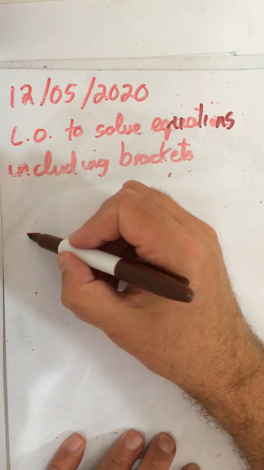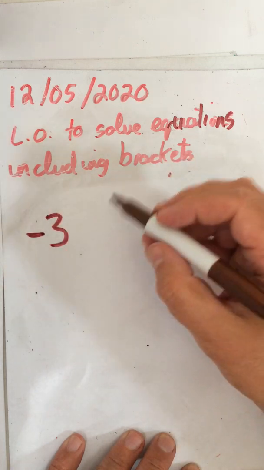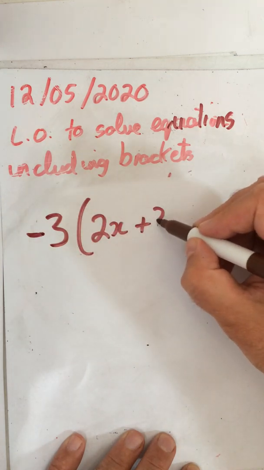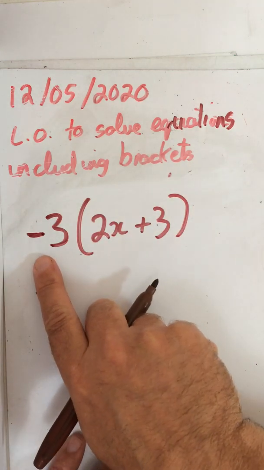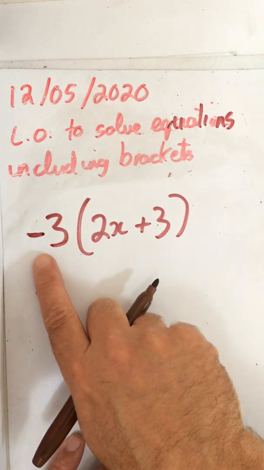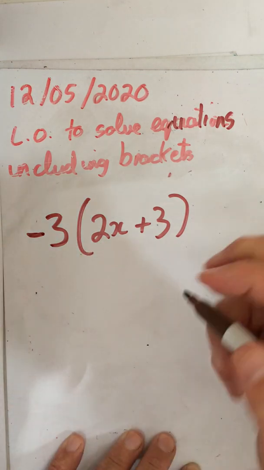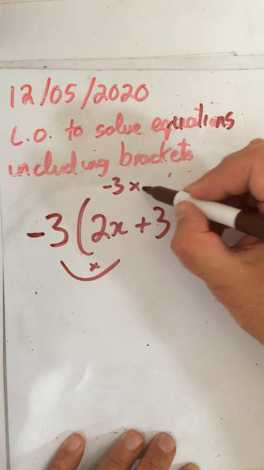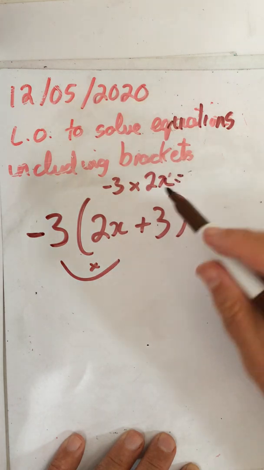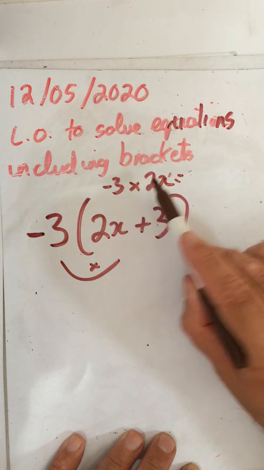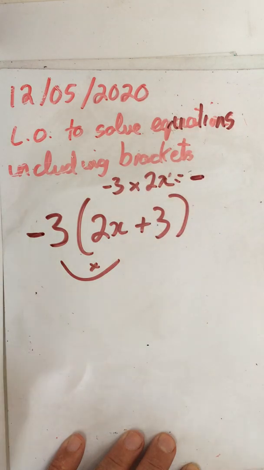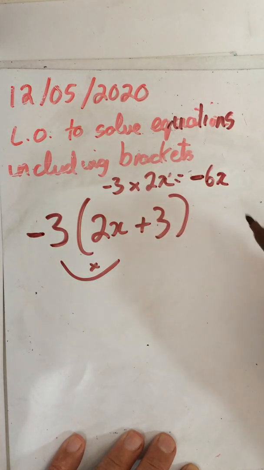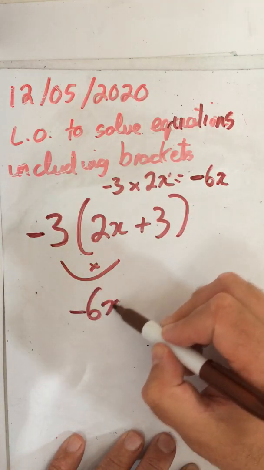Now sometimes you have a different number outside, don't you? You can have a negative number outside, so you go minus 3, and in the bracket 2x plus 3. Now this does make a difference when you get the minus 3. So again, you're multiplying whatever's outside to inside. This time we've got minus 3 times 2x. Now we know a negative number times a positive number will always give you a negative number. So 3 times 2x is 6x, so we've got minus 6x.